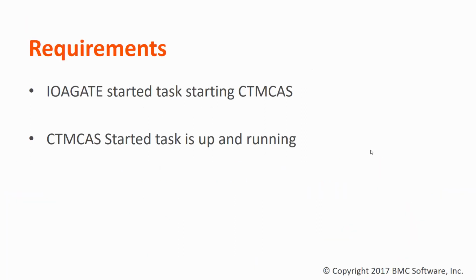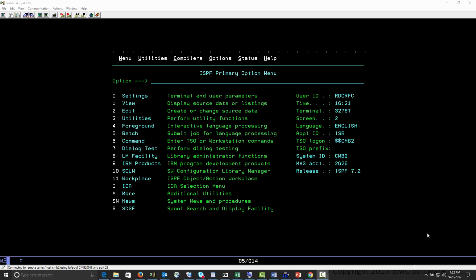Let's take a quick look at the requirements before we can discover a Control-M for zOS server in Control-M Configuration Manager. First, in your zOS system, IOA gate needs to be started, and that IOA gate started task must be starting the CTM CAS started task. And of course, the CTM CAS started task should be up and running.